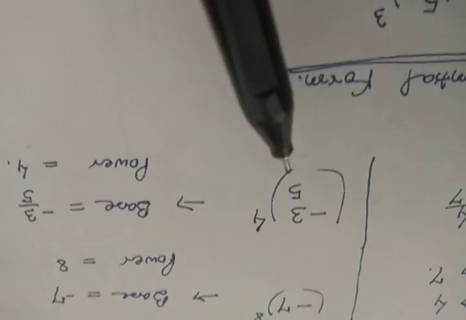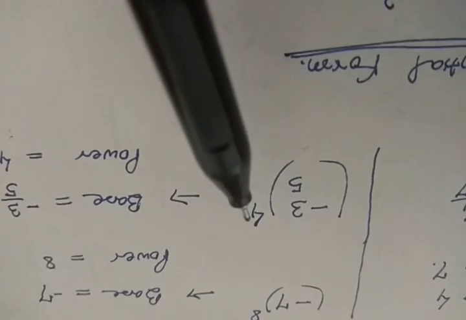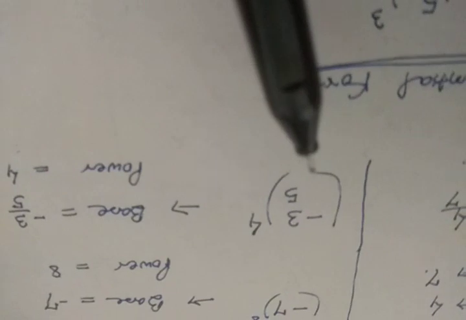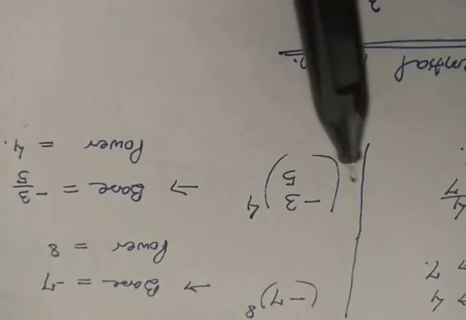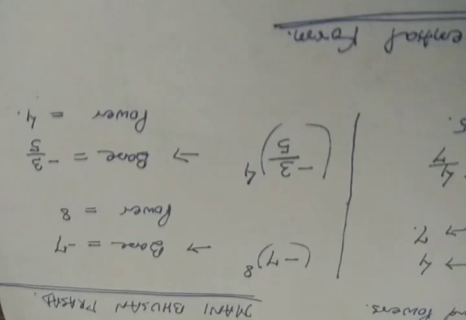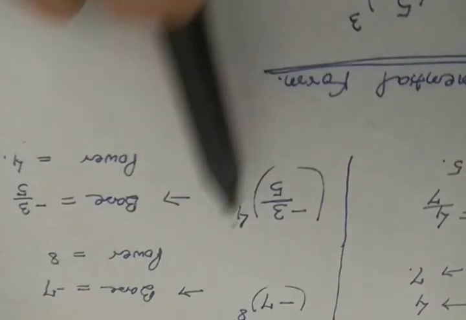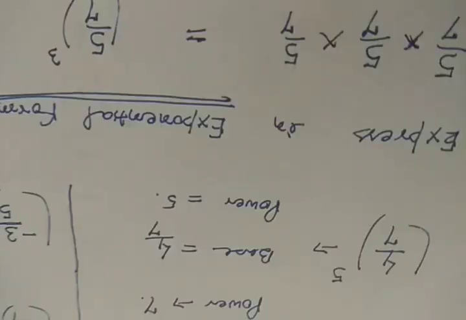Now see this question. This is the rational number. So minus 3 by 5 to the power 4. So we read it like this: minus 3 by 5 to the power 4. What does it mean? Power is 4. What is base? Base is minus 3 by 5. Clear? See another example.